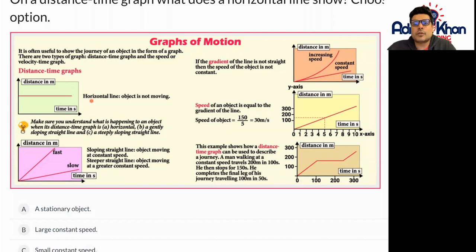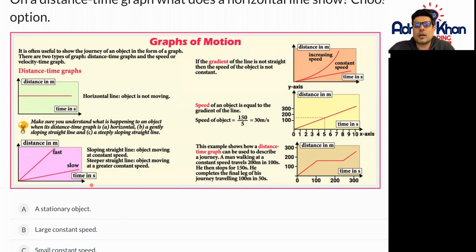This is a horizontal line, and this shows that the object is not moving. This particular distance time graph shows that the object is not moving because the line is completely flat. The axis on the left hand side shows distance in meters, and the axis at the bottom shows time in seconds. So make sure you understand what is happening to an object when its distance time graph is horizontal, or a gently sloping straight line, and a steeply sloping straight line.